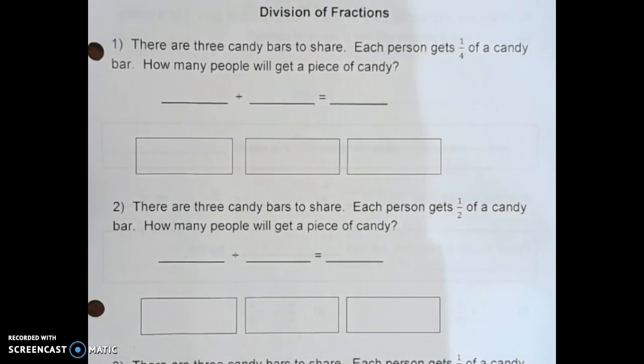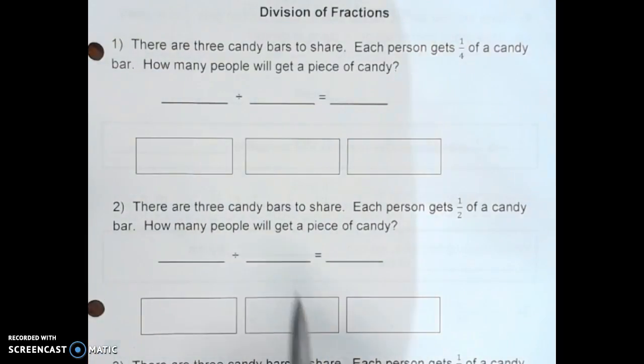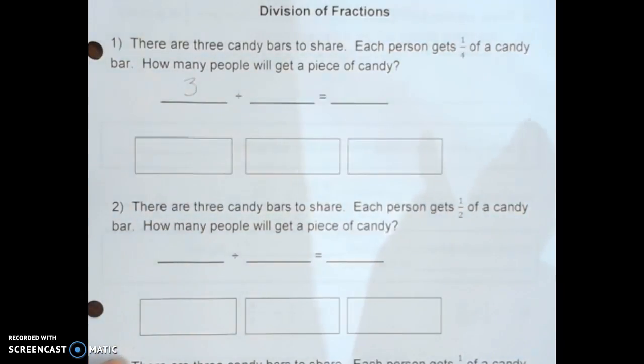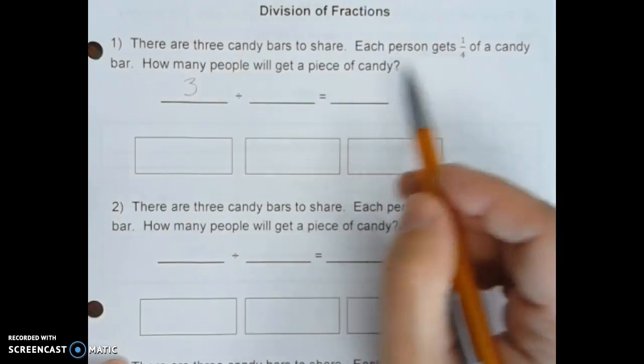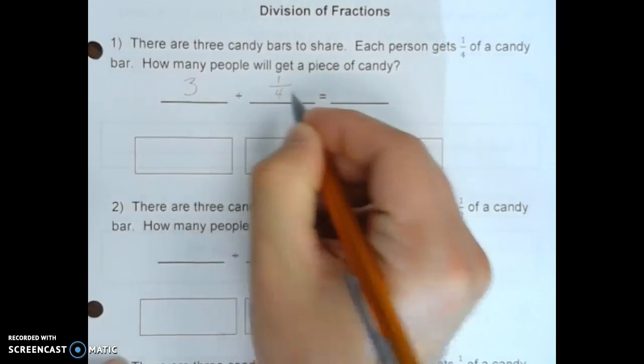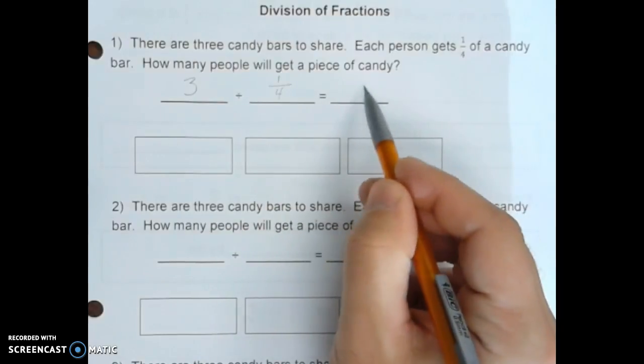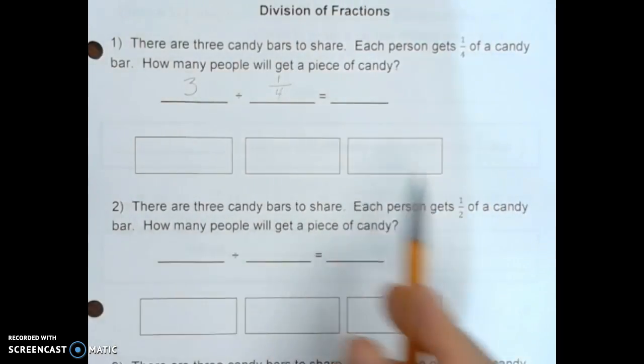We're going to take a look at a few problems here and see if we notice some sort of a pattern that's happening. In the first question, it says that there are 3 candy bars to share. Each person is going to get 1/4 of a candy bar. How many people will get a piece of candy? And you'll see here that I've got my rectangles representing my 3 candy bars. I'm going to be dividing my candy bars into pieces that are 1/4 of the candy bar size, and I want to know how many people will be able to get a 1/4 piece of a candy bar.